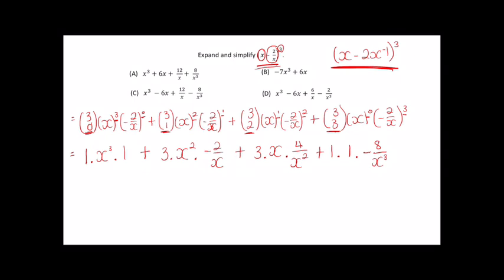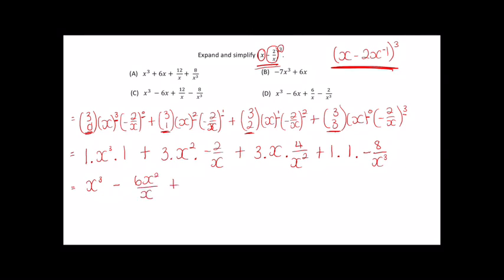I'm going to combine all my answers together and then simplify it. So this x cubed is quite straightforward. From there I've then got 3 times by negative 2 is going to give me negative 6. And I've got an x squared over x.